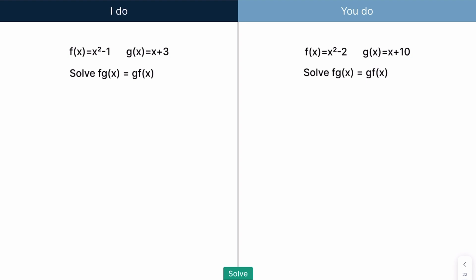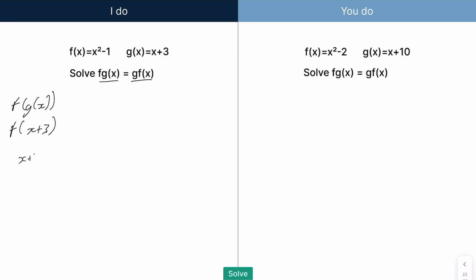And then finally, we are going to look at solving. So we need to solve f of g of x is equal to g of f of x. So the first step really is to find out, well, what is this and what is this? So f of g of x is what? So in this case, what is g of x? That's x plus 3. And then substitute that into the f.